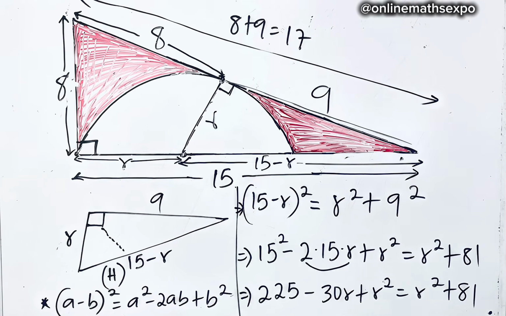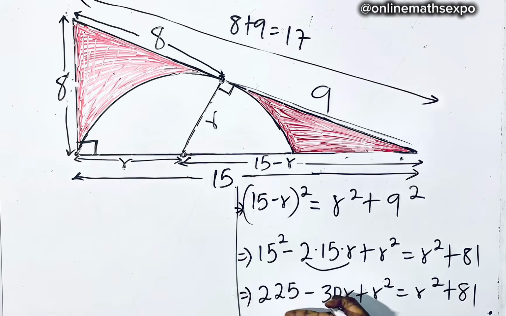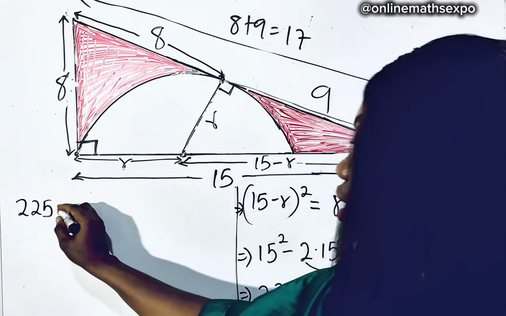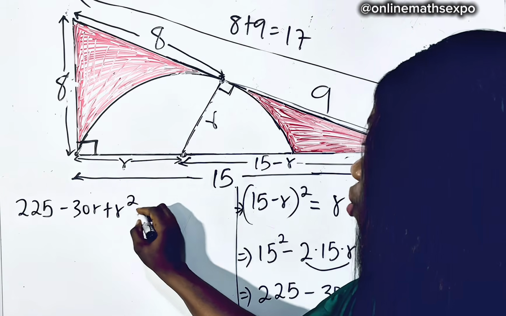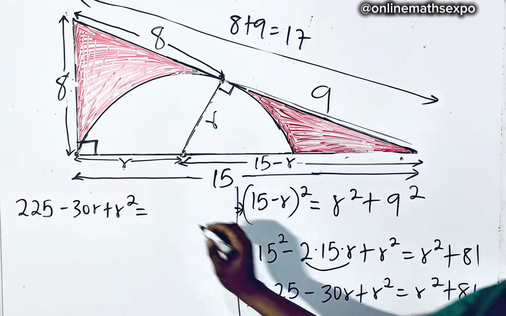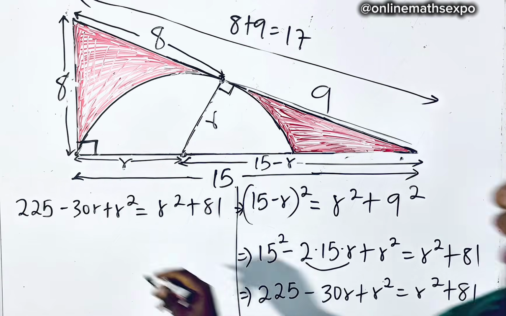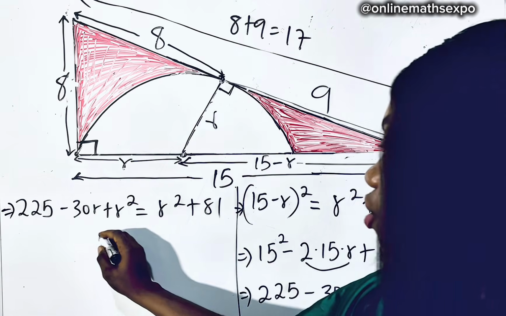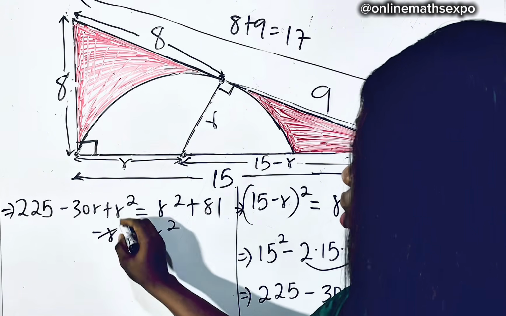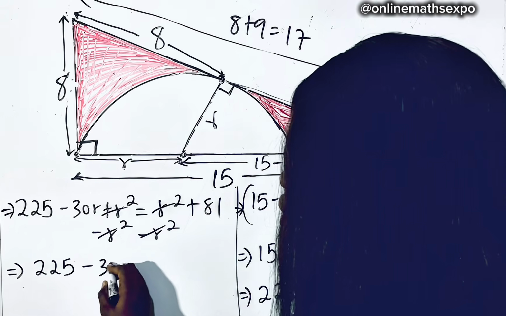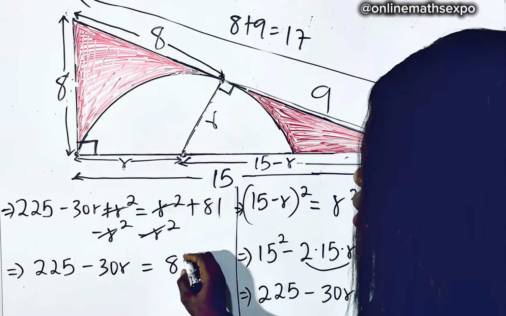So what do we do at this point? We subtract r squared from both sides. So let's repeat this here, and that gives us 225 minus 30r plus r squared is equal to r squared plus 81. Let's subtract r squared from both sides. So this goes off, and this gives us 225 minus 30r is equal to 81.